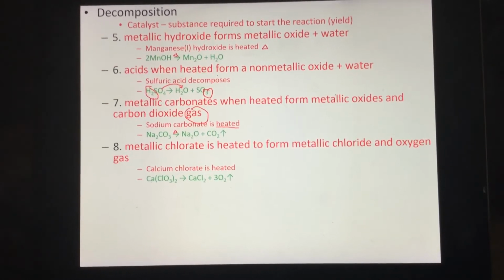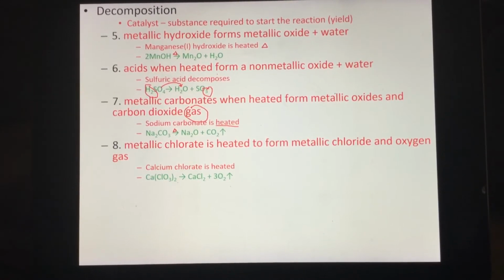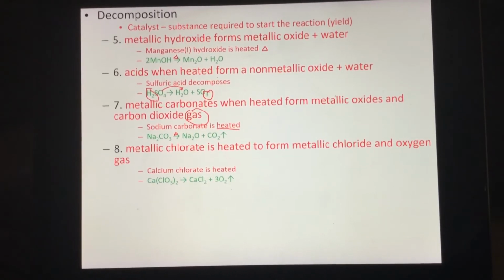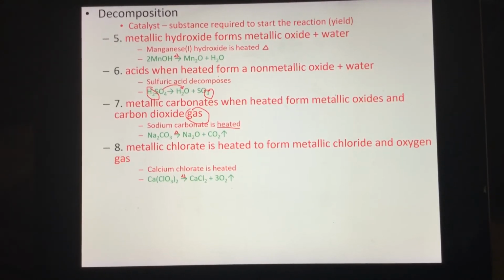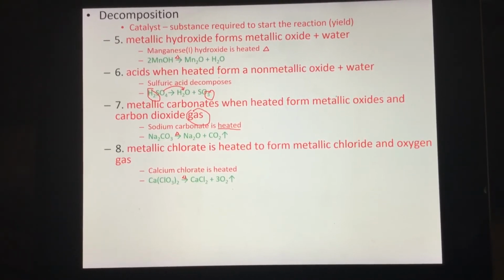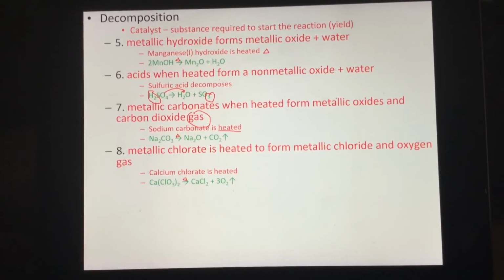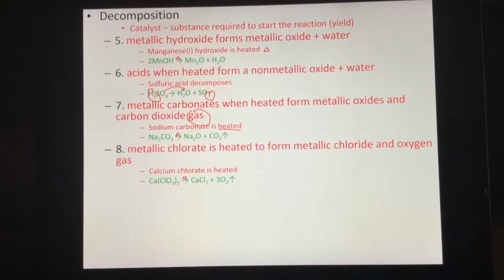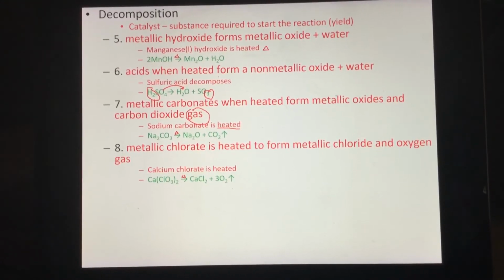So calcium chlorate, since calcium's +2 and chlorate's -1, we get CaClO3. And then again, if you want to put the little triangle for heat, you can, but you don't have to, on the yield sign. And then our metallic chloride will be calcium chloride, CaCl2, because again, calcium's +2 and chlorine's -1. And then remember, oxygen by itself is diatomic, so we have O2.